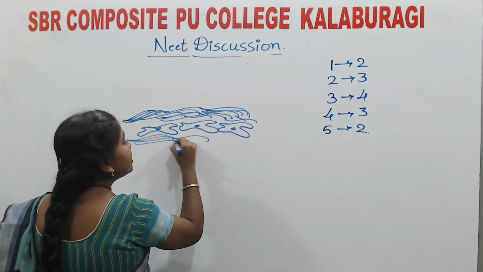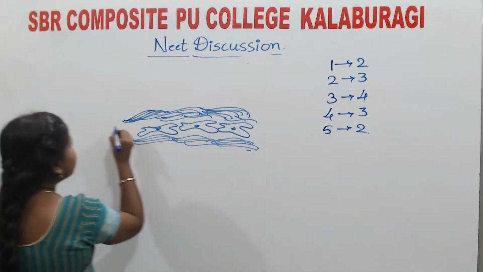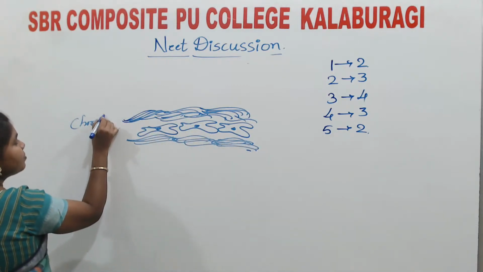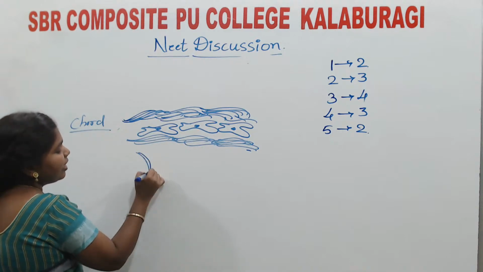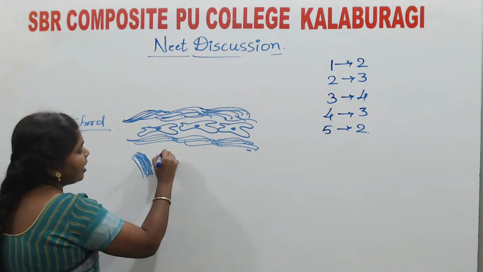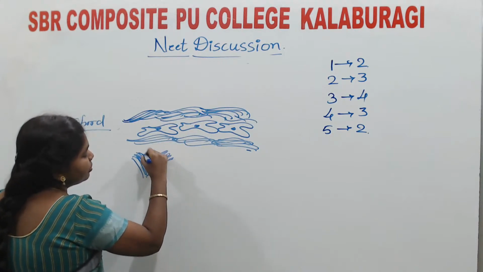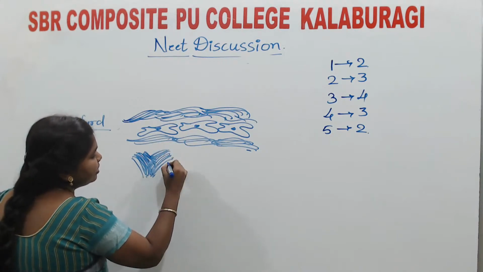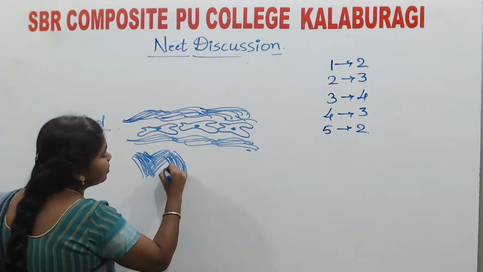So this is known as cord form. This is the cord form. If they are arranged in a sheet, like this is one sheet, next another sheet, if they are arranged like this, then it is known as sheet form.